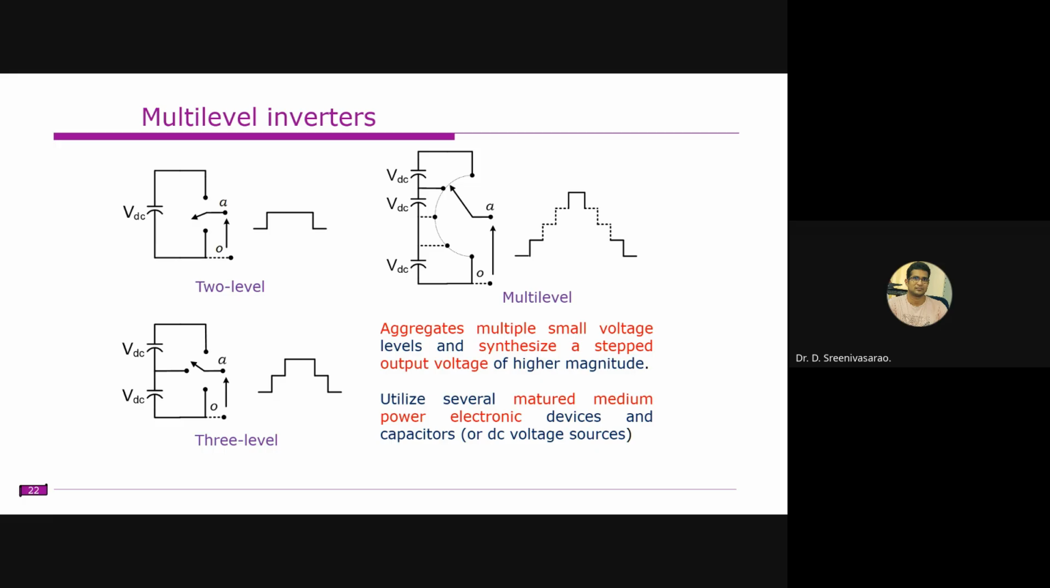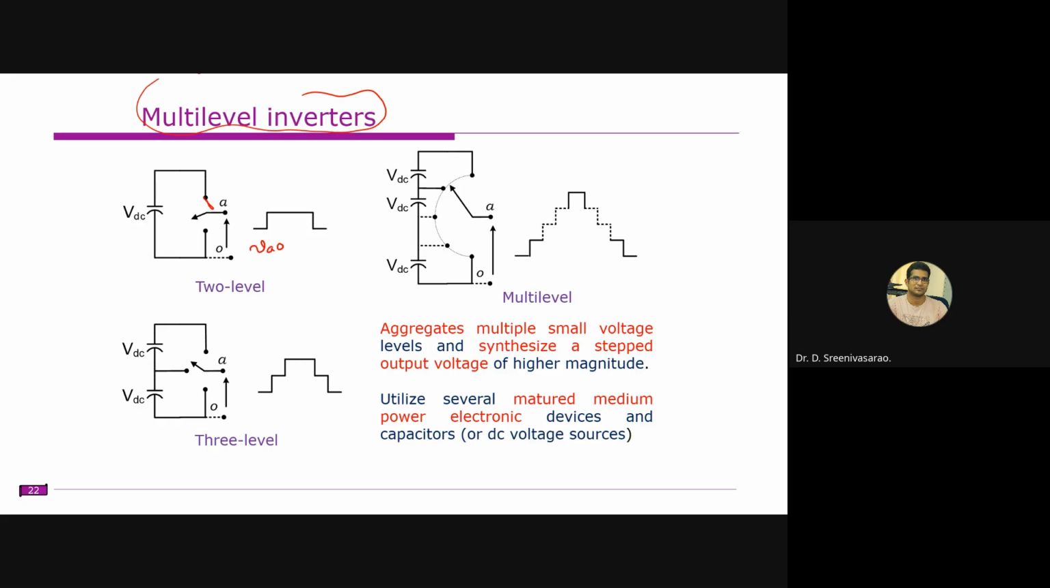So next we have the multi-level inverters. This is how a multi-level inverter is generated. We'll quickly complete this. Let us assume that we have one DC source and one switch is connected, and that switch is toggling between A and 0. You are measuring the voltage across VA0.